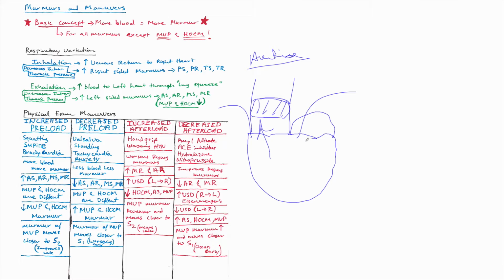If I make it really easy to get blood out, basically decreasing afterload, all of my regurg murmurs would improve because there would be less backflow of blood. The same goes for increased afterload. If I increase afterload, all my regurg murmurs are going to worsen. That's the basic concept. Increasing afterload, regurg murmurs worsen. Decreasing afterload, our regurg murmurs decrease. So aortic regurg and mitral regurg are going to decrease with decreased afterload, and increase with increased afterload.